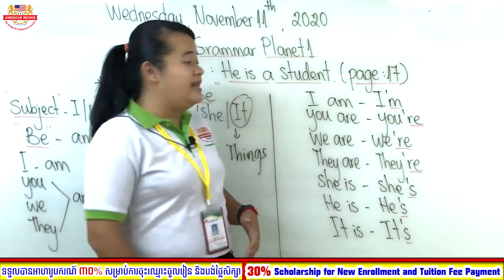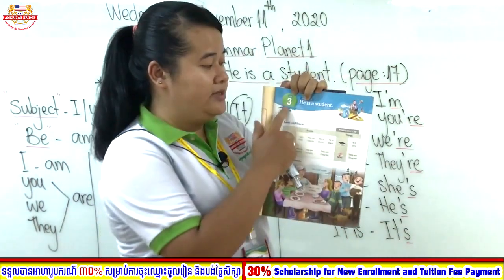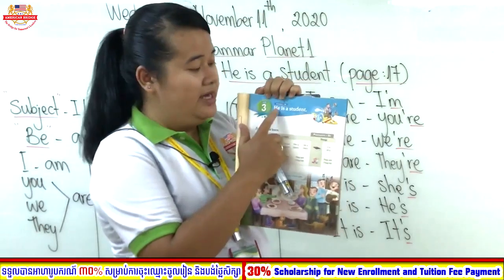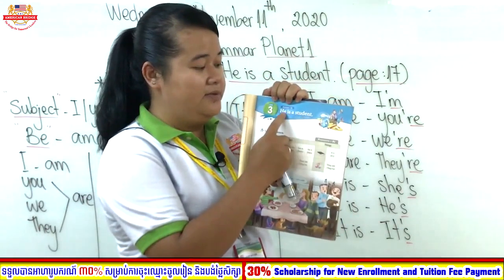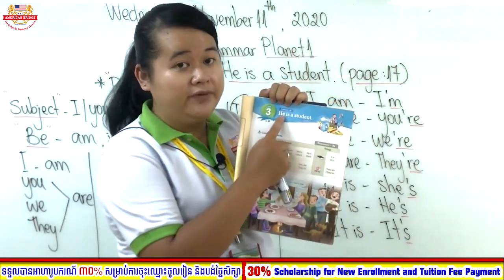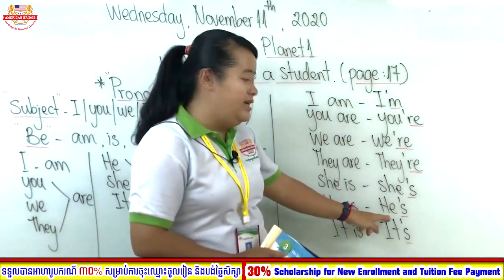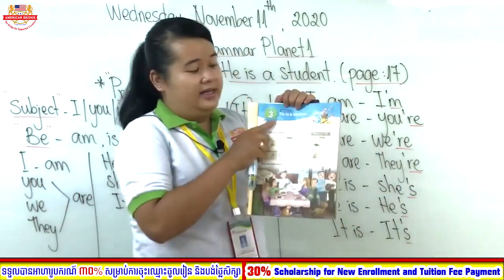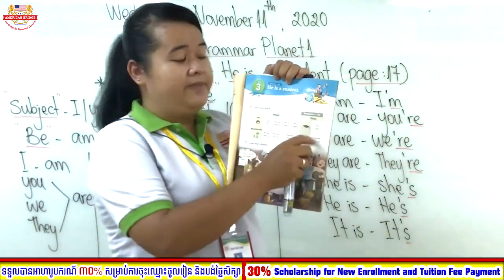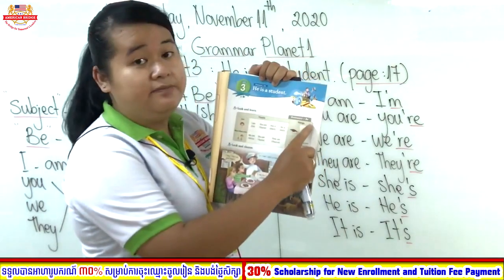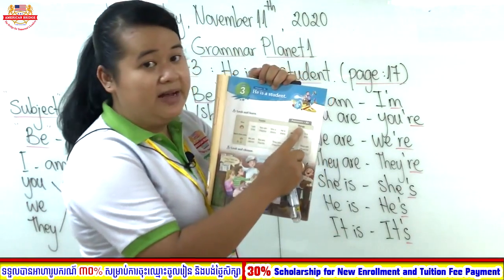Okay, now let's move to our book. Our book here shows what you need to learn in Unit 3. He is a student. This is the full form of writing. You can also write it like this, it's okay: He apostrophe s a student. Now let's look at this column, where we have pronoun plus be. This one is for people and this one is for things, right?